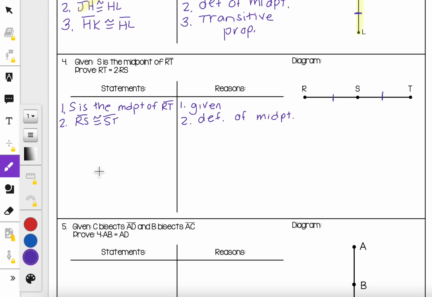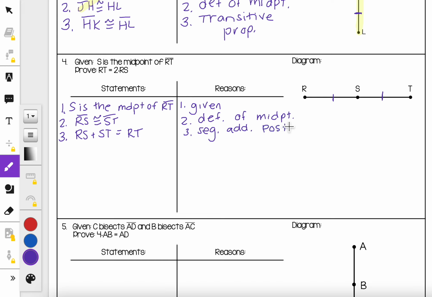Now, if you're feeling stuck, think about your segment addition postulate. I see that what I'm trying to prove has an equal sign, so I'm probably going to need to get into that equal sign notation. When you're thinking of equal sign notation with segments, think of the segment addition postulate. So I'm going to say that RS plus ST equals RT.